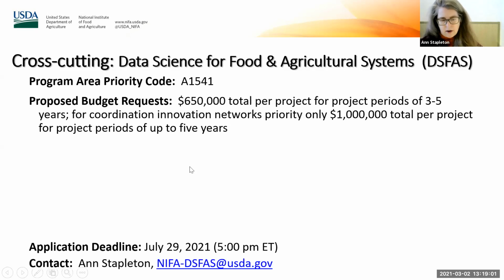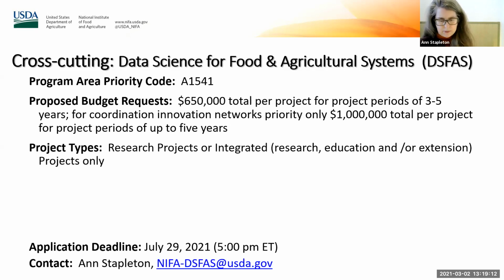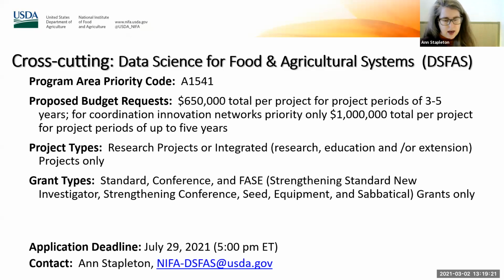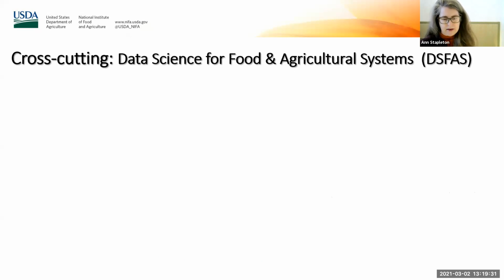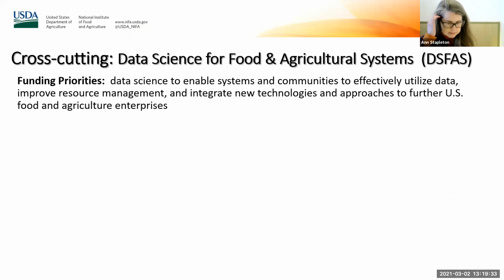So this year, budgets are up to $650,000. There's a coordination innovation network with special requirements for additional coordination that has a budget of $1 million per project for project periods of up to 5 years. So the project types include research and integrated. So next slide. Standard, conference, and phase. Conference, as with all AFRI conferences, has a letter of intent process. So please read more about that if you're interested in a conference in this area.